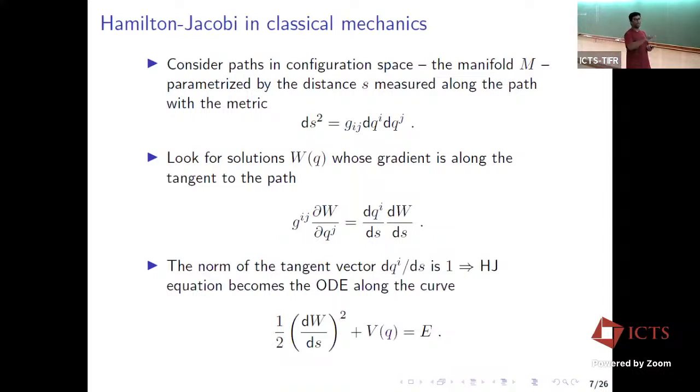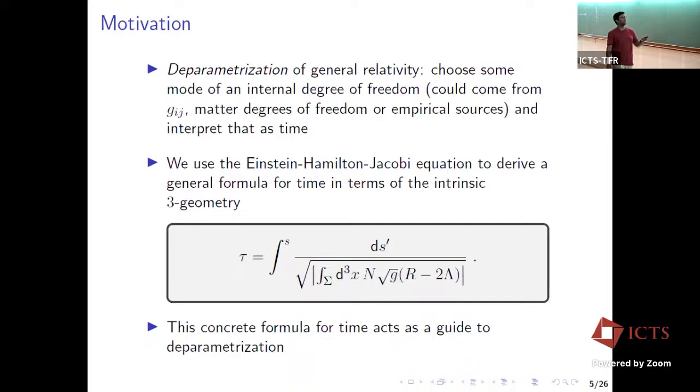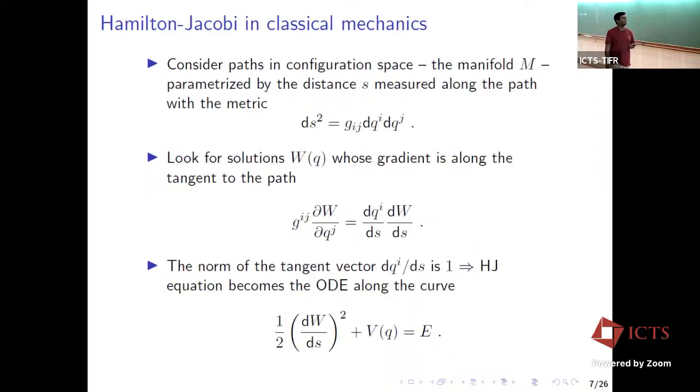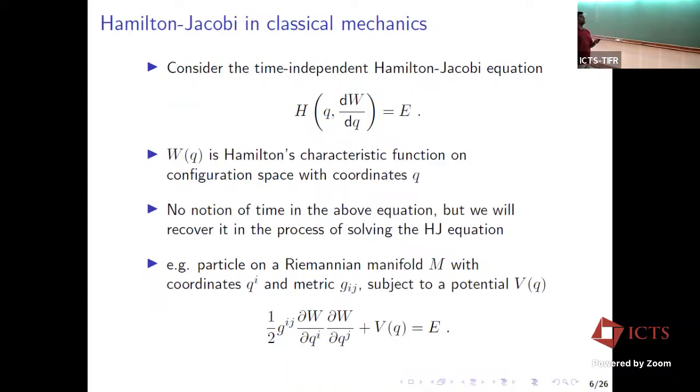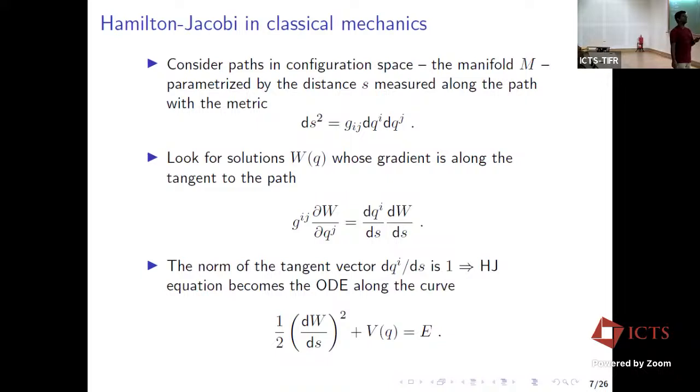So now we consider paths in configuration space, which is this Riemannian manifold M, and we parameterize the paths by the distance s measured along the path with this metric. So to answer your question from before, the s which we saw in this formula will be the analogous distance measured with some metric defined on the configuration space of three-metrics. Right, and we look for solutions of this equation such that their gradient with respect to q is along the tangent to a path in configuration space.